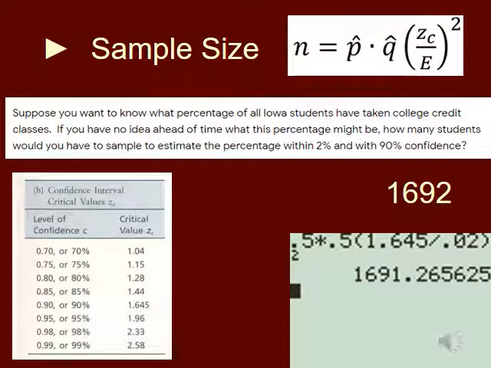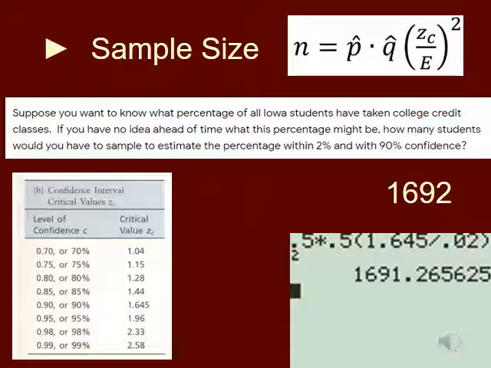And there's one more sample size question on these. This next one says that you have no idea ahead of time what this percentage might be. Whenever you have no idea, no preliminary estimate, the P and the Q that go into that formula always end up being 0.5. Basically, you're assuming it would be 50-50 because that's the worst thing that could happen. So you put in 0.5 times 0.5.